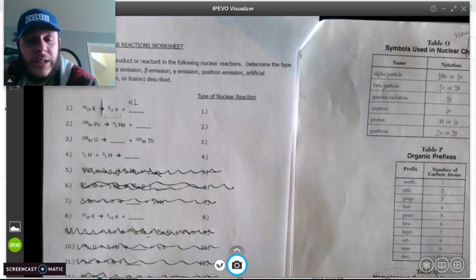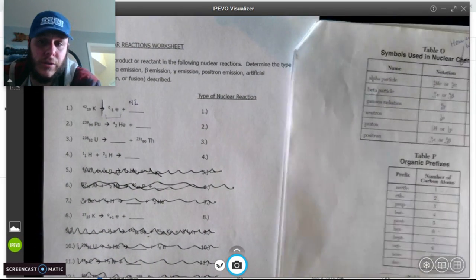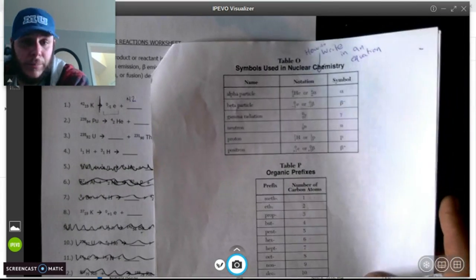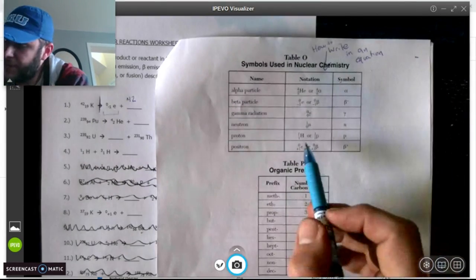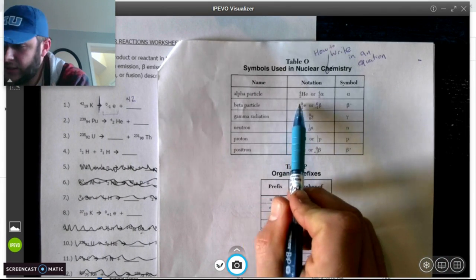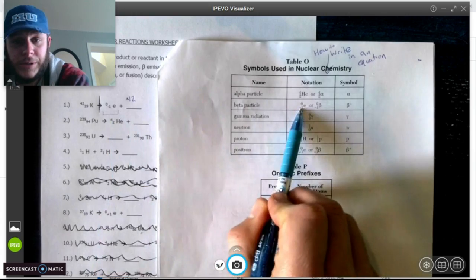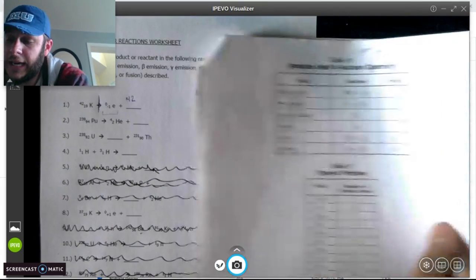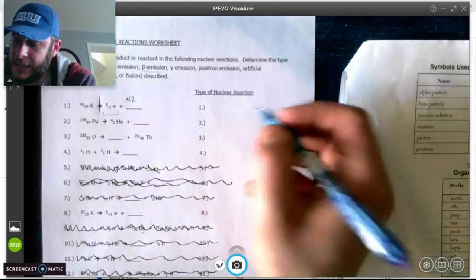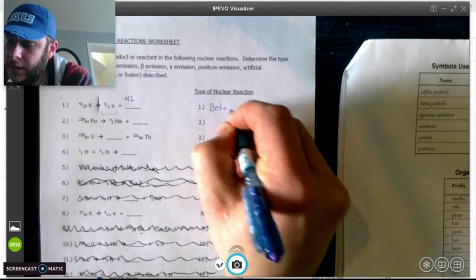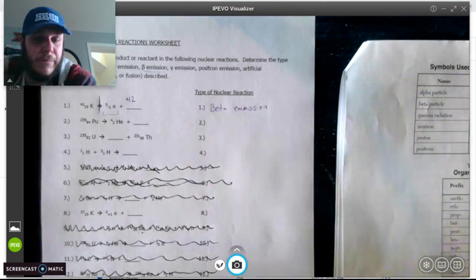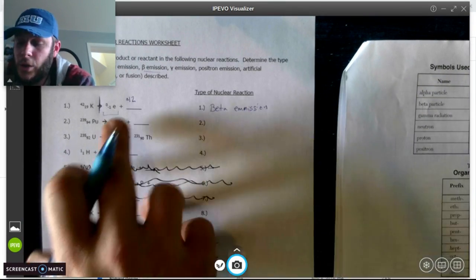There is no reason to memorize this when it comes to the Regents exam. On Table O, we have a -1 e 0. So this particle and this particle are the same. So we must be looking at a beta particle, and we must be looking at beta emission, meaning a beta particle was emitted. So now I know what the particle is.